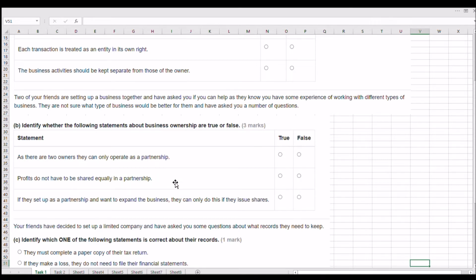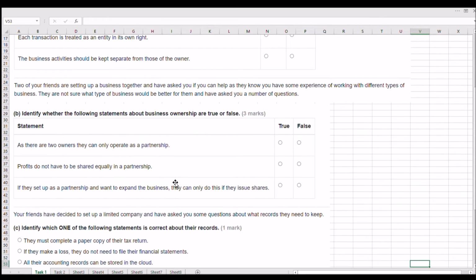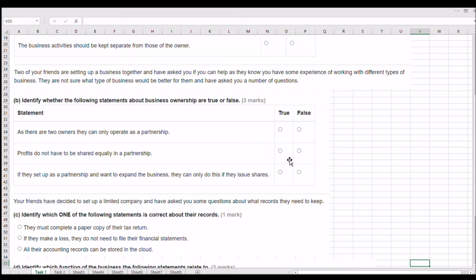Profits do not have to be shared equally in a partnership. Yeah, that's true. You and I could be in partnership, let's say over a book. I write the book, you do the proofreading. You get 10%, I get 90%. So profits do not have to be shared equally in a partnership. Yeah, that's true.